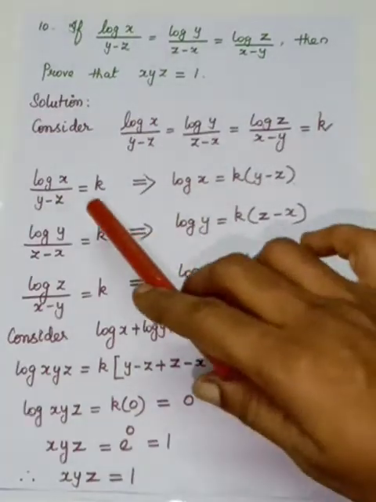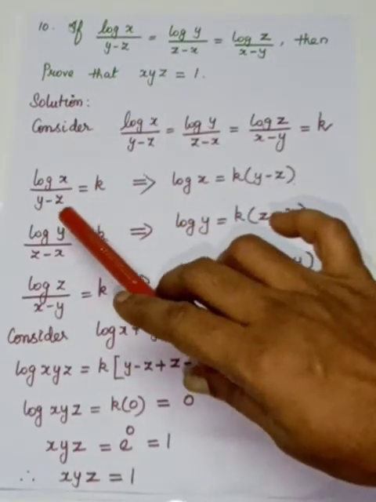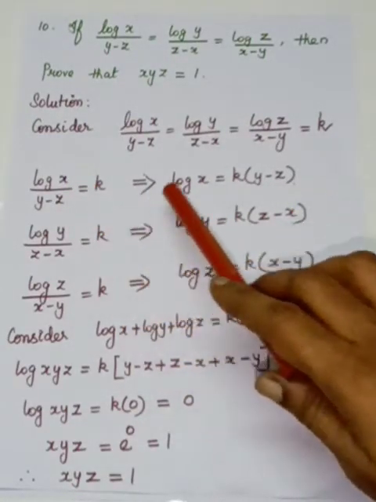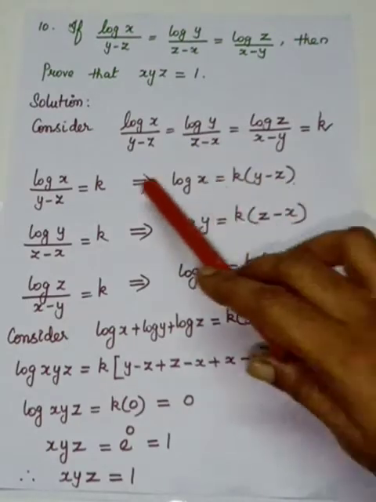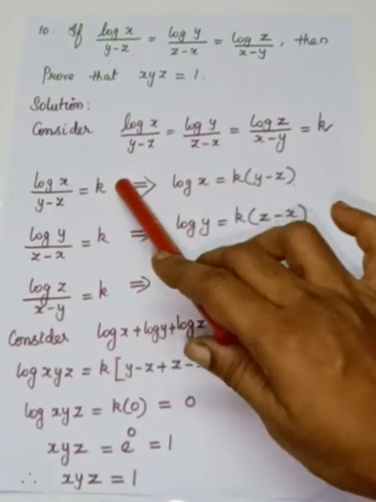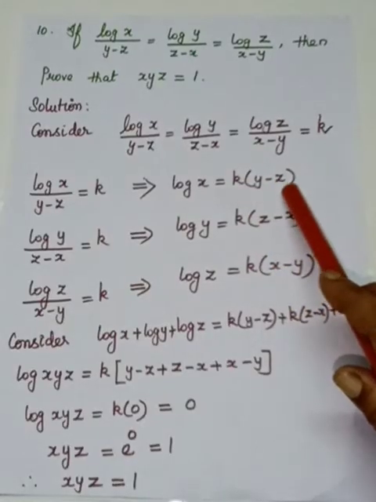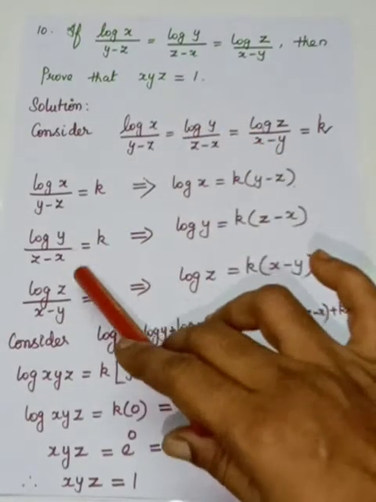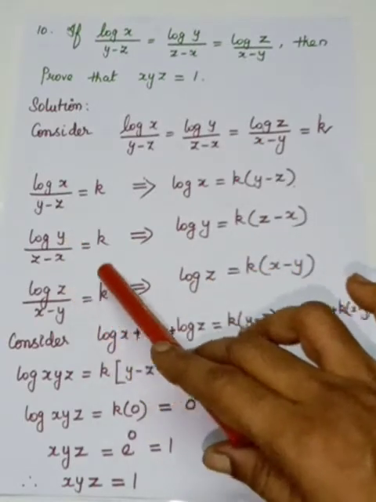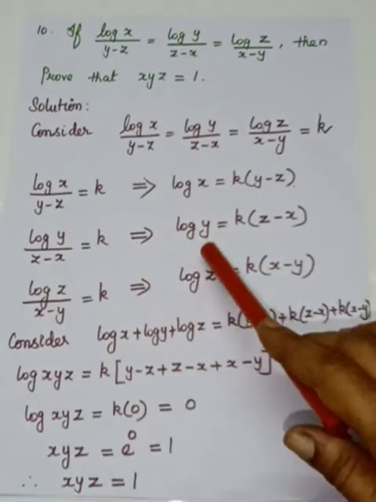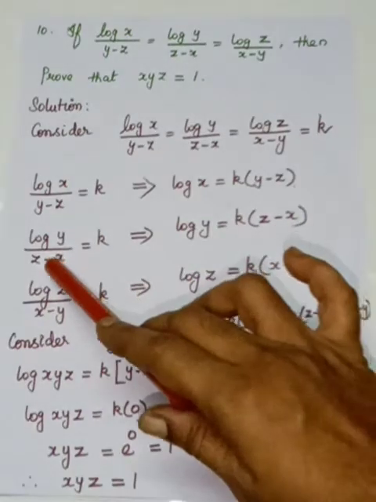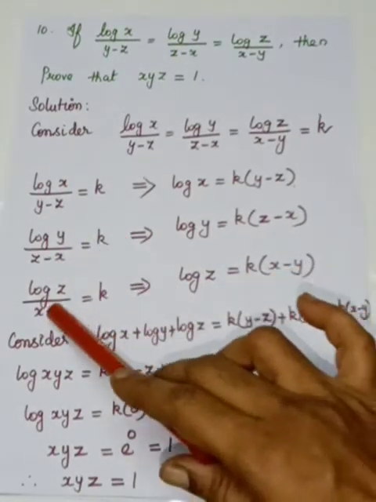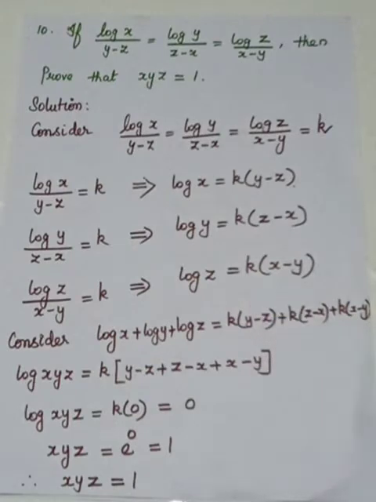I'll treat that as k. Take the first term: log x divided by y minus z is equal to k, which means log x is equal to k into y minus z. The denominator will go to the numerator. Take the second term: log y divided by z minus x is equal to k, which implies log y is equal to k into z minus x. In the same way, the third term can be written as log z is equal to k into x minus y.